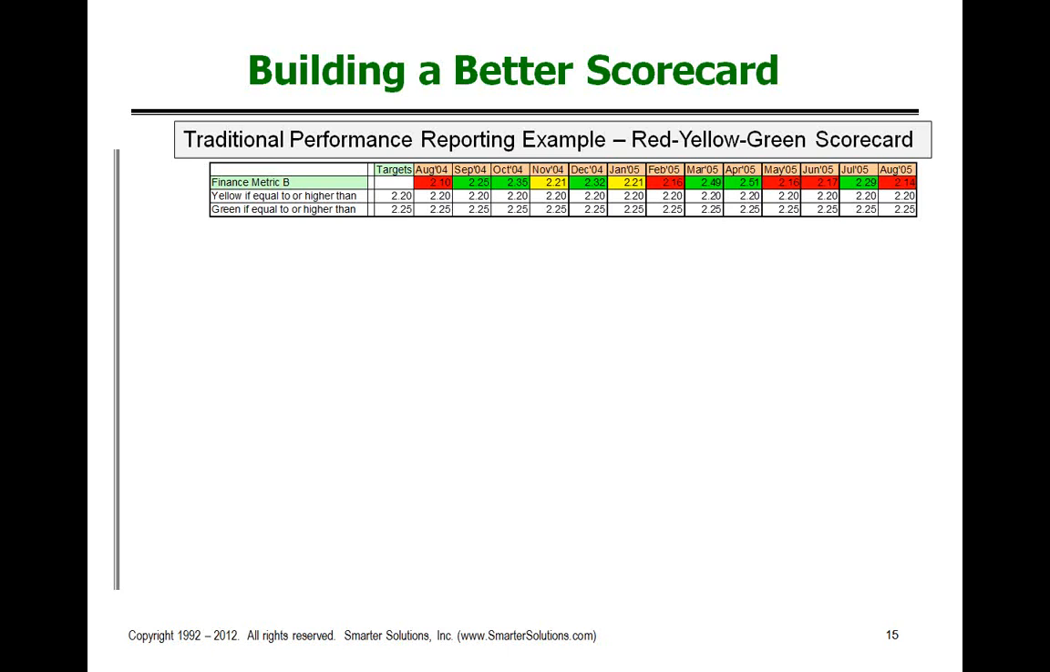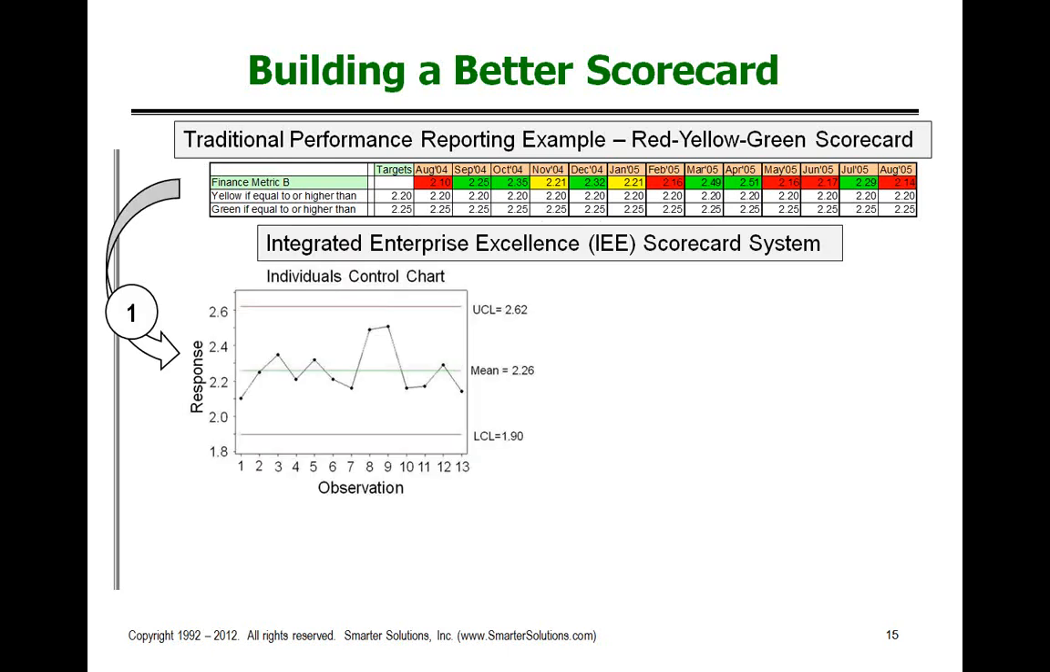So let's take this same set of data. What I'm going to do is track it using an individuals control chart. Now, some people might say, well, that's just a control chart. Well, this is not a traditional control chart. Traditional control charts are to try to take timely action so that we can take preventive action because it's maybe special cause conditions. But this is a little bit different.